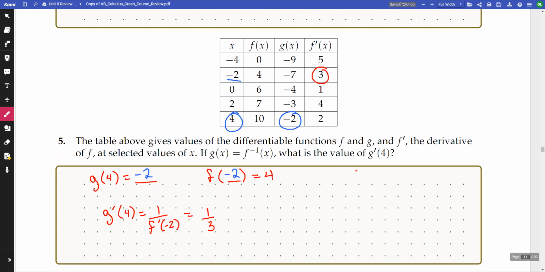The key idea for these inverses is that I've got some (a, b) point and the corresponding (b, a) point, and I know that g prime of a would be 1 over f prime of b, and conversely, f prime at a is going to be 1 over g prime of b. So I can flip the a's and the b's if I wanted to, but that relationship holds regardless of the variable that I'm working with.